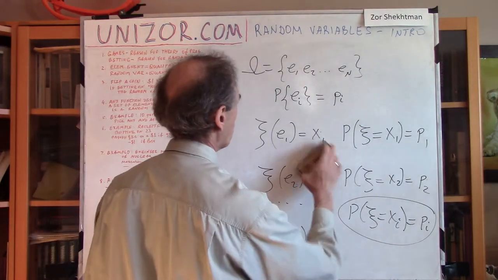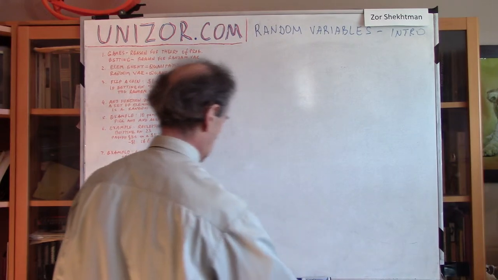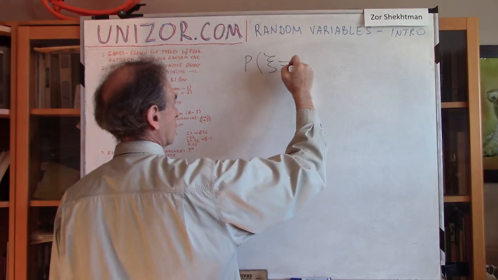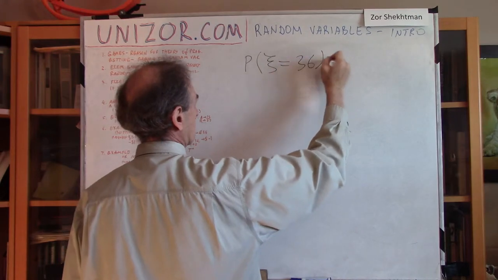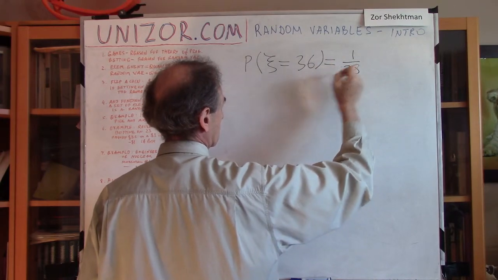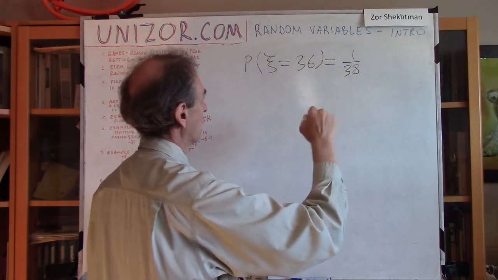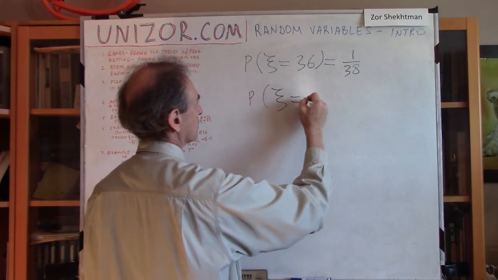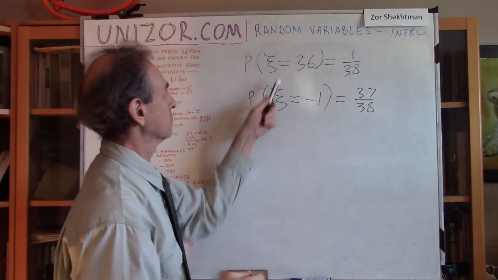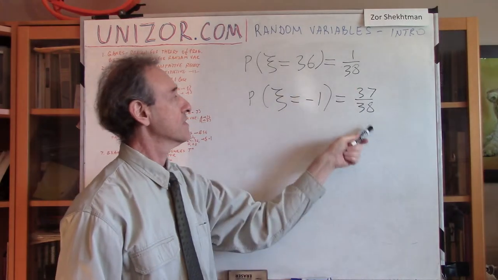So in these terms, if you go back to our game of roulette, you can say that the probability of C equal to 36 equals 1/38, when you are guessing one number out of 36 numbers, 0 and double 0. And the probability of C equal to minus 1 equals 37/38. So our random variable C takes only two values, 36 and minus 1, with these probabilities.